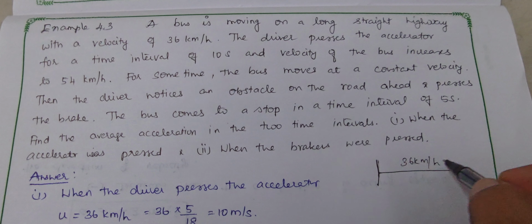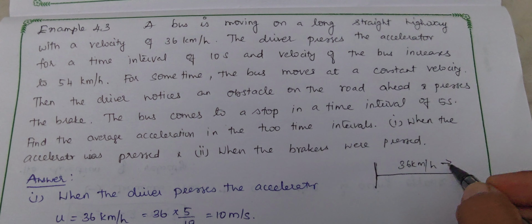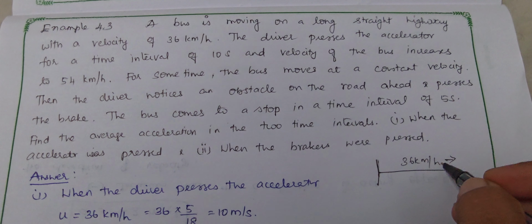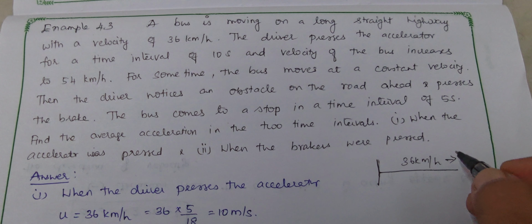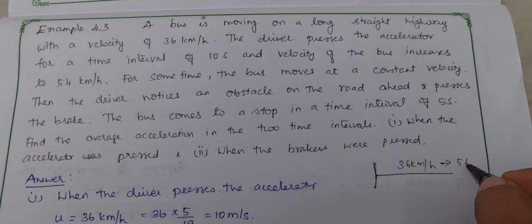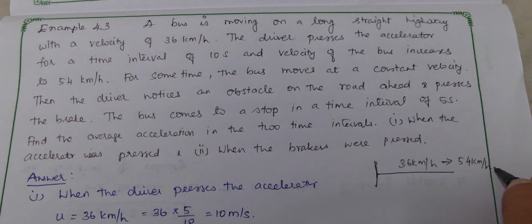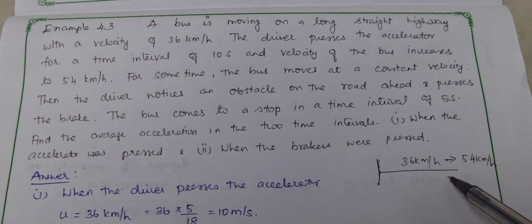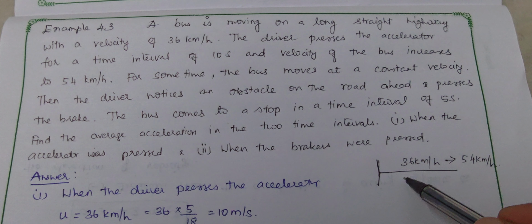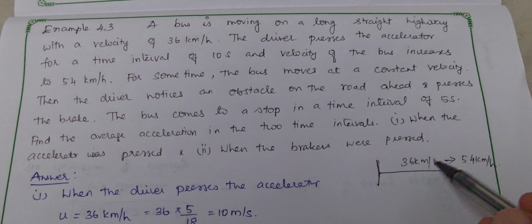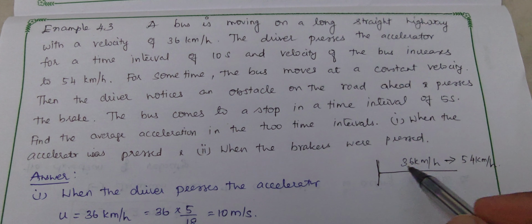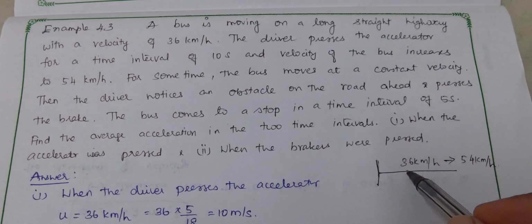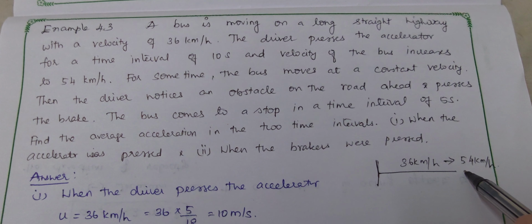So the bus accelerates. Initially, from the starting point, it is constantly moving with 36 km per hour. After that, they are increasing the speed of the bus and it goes to 54 km per hour. So there is a change in the velocity. For some time, the bus moves at the constant velocity. Then the driver notices an obstacle on the road ahead and presses the brake. So here the bus keeps on moving, and the velocity is changing from 36 km to 54 km per hour.